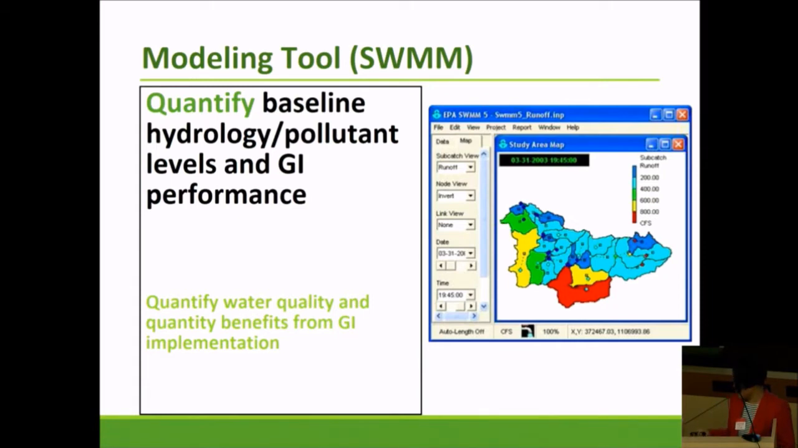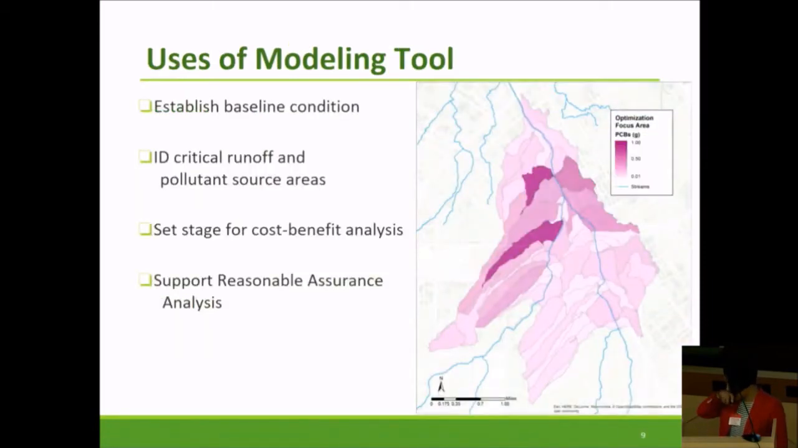So once the modeling tool is set up and calibrated to the local data, it can be used to, as I said, establish baseline condition. This baseline condition is really important to help you identify critical, we call them, pollutant source areas. This is one case study we did for PCB load. The darker area, the higher PCB load. So obviously you want to put your green structure on those dark areas so you can reduce them.